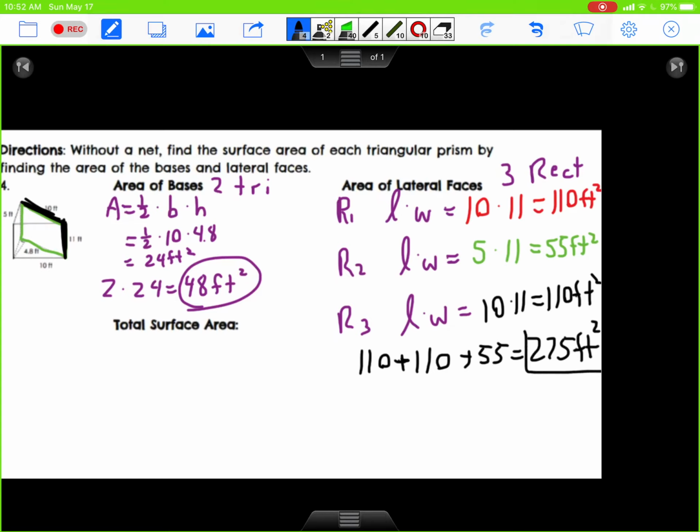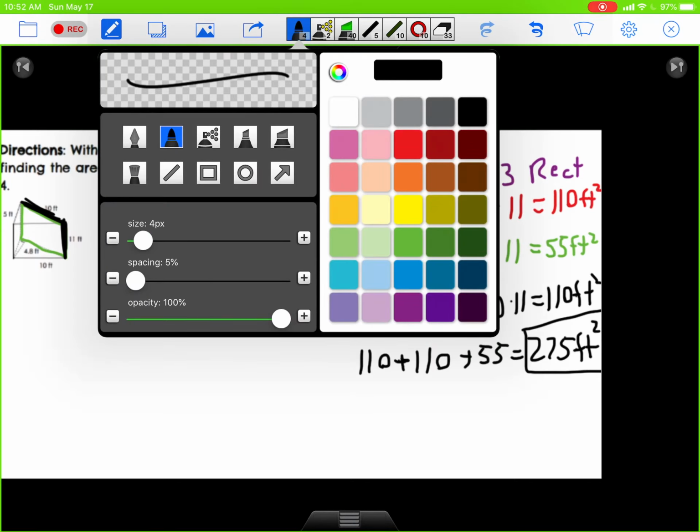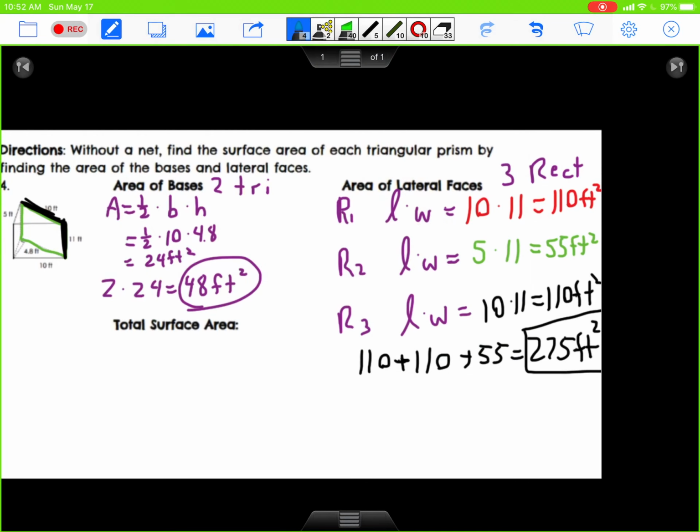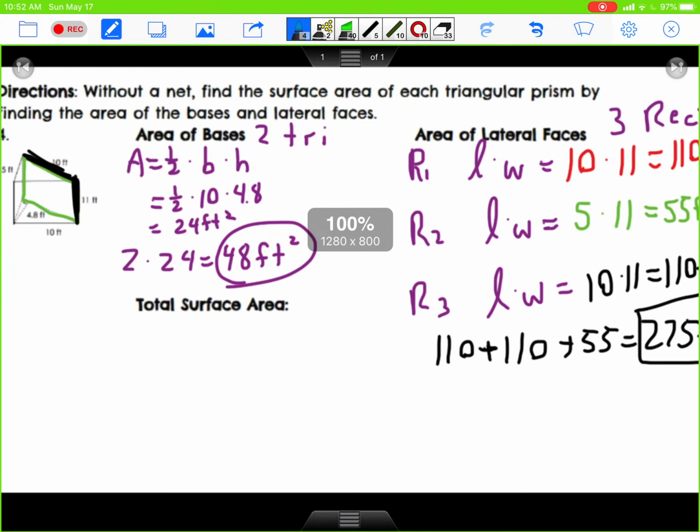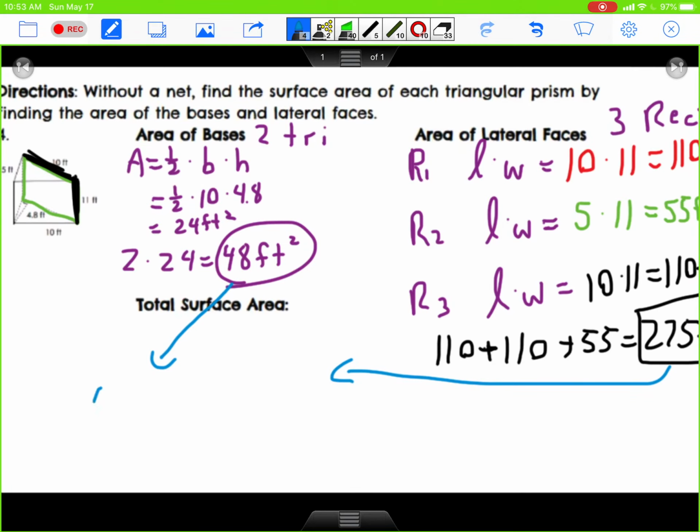Okay, almost done. Last step here is just to add the two total areas together to get our final surface area of our 3-dimensional shape. So we'll take this number and we'll take this number for our final total surface area. 48 plus 275 equals 323 feet squared.